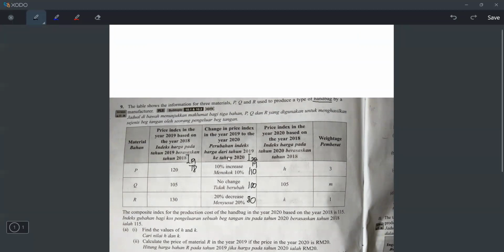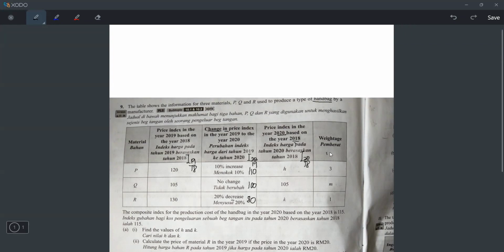Oh, that's why, because they give in percentage. That's why they write change in price index. If you want to change back to I, you will take 100 plus if increase, and 100 minus if decrease. So I hope you understand. Next is also the price index, but for the year 2020 based on 2018, so the I for 20 over 18.